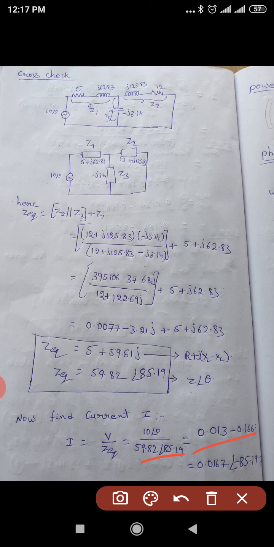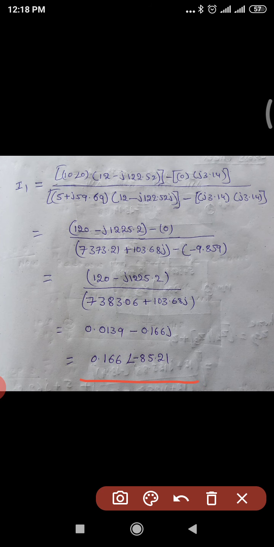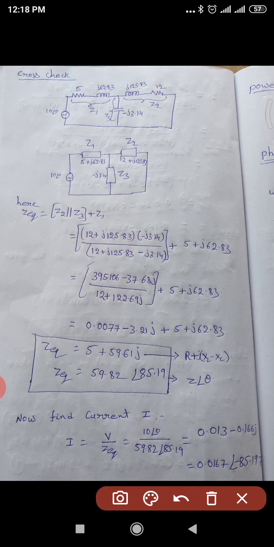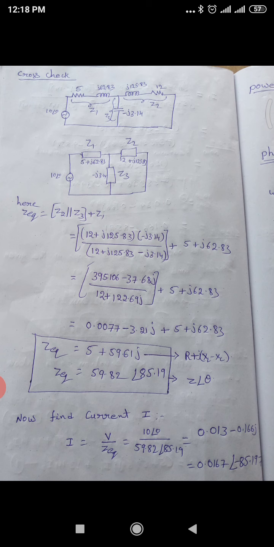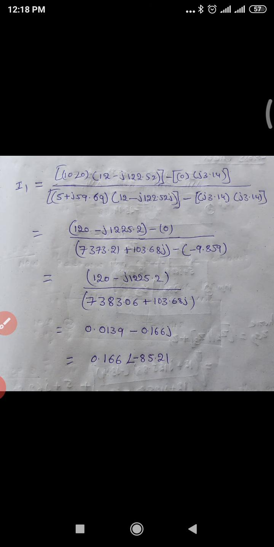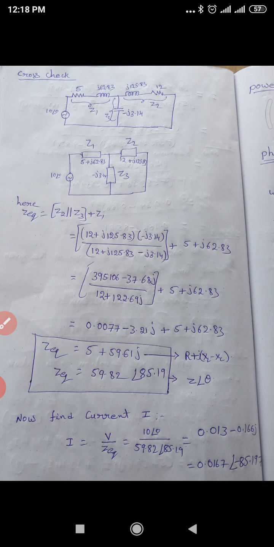85.197. So if you check the answer, here we are getting the current I as 0.166 at an angle 85.21. So by using mesh analysis, we calculated the current drawn by the circuit as 0.166 at an angle minus 85.21. By using the generalized method also, we are getting the same current 0.016 at an angle 85.21. So we are getting the same value.